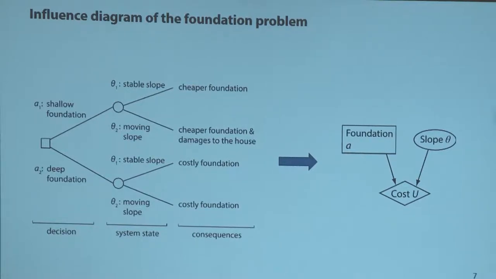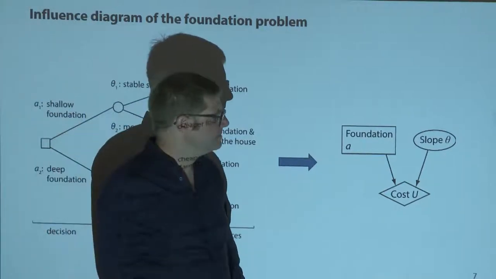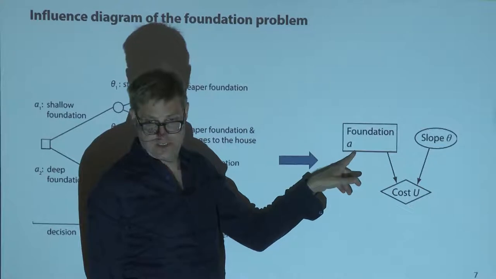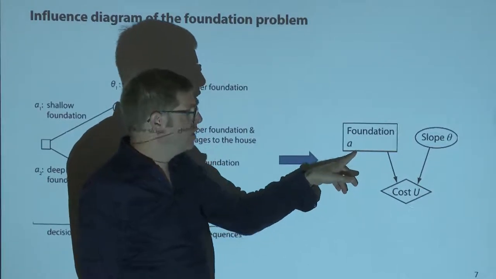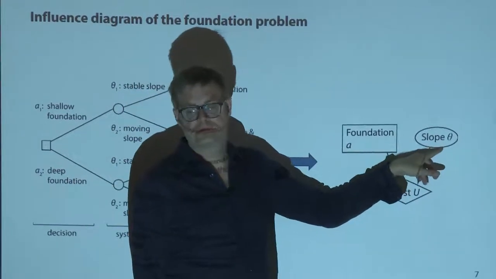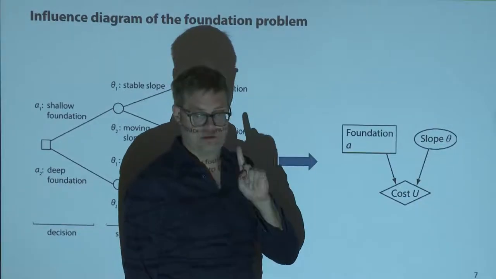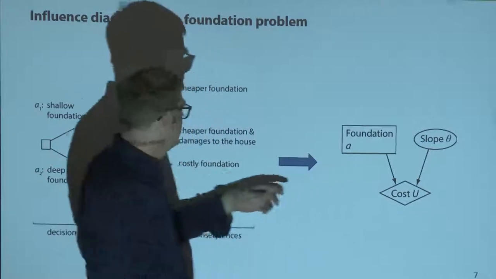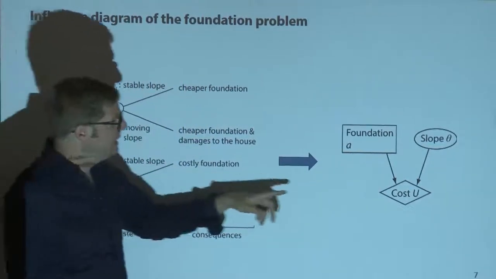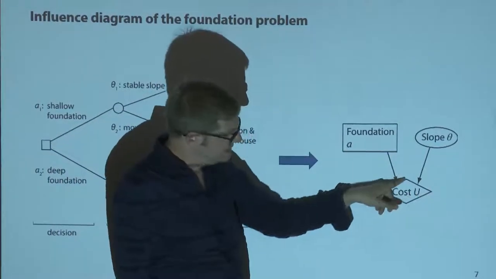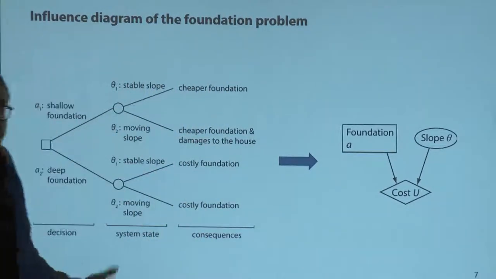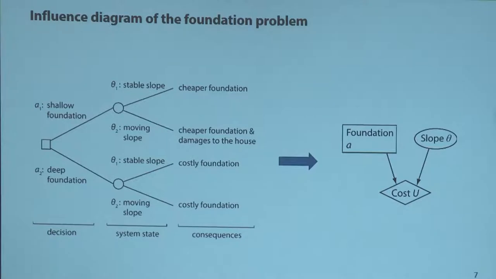And we have a node for the decision. In this case, that's the foundation type. We have a node for the random variables. In this case, only one. That's the slope, so is it stable or moving? And we have a utility node, and we use this diamond-shaped node to show utilities. Those are the costs.